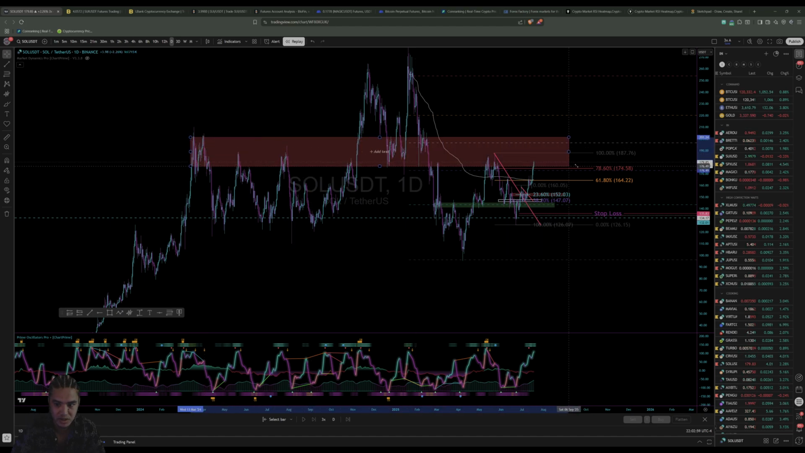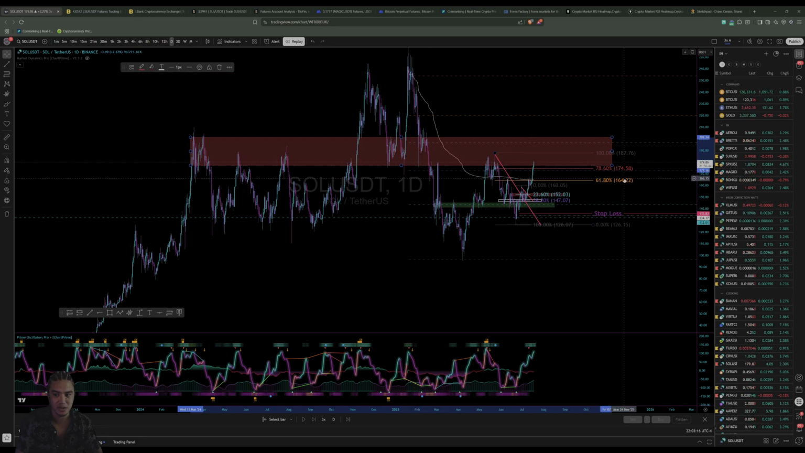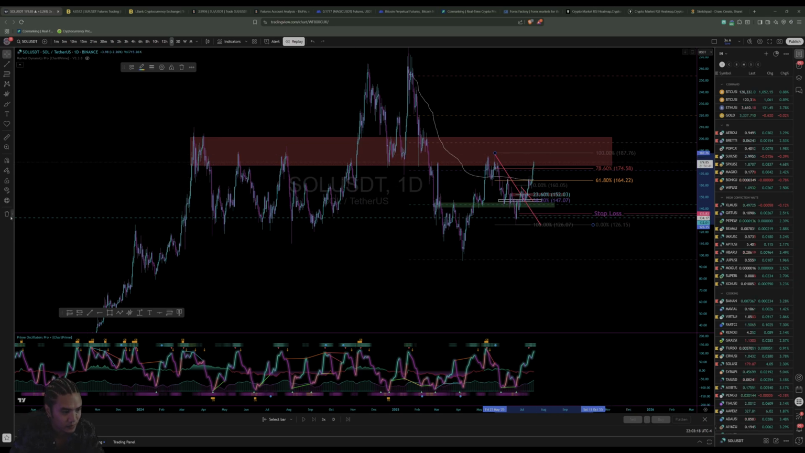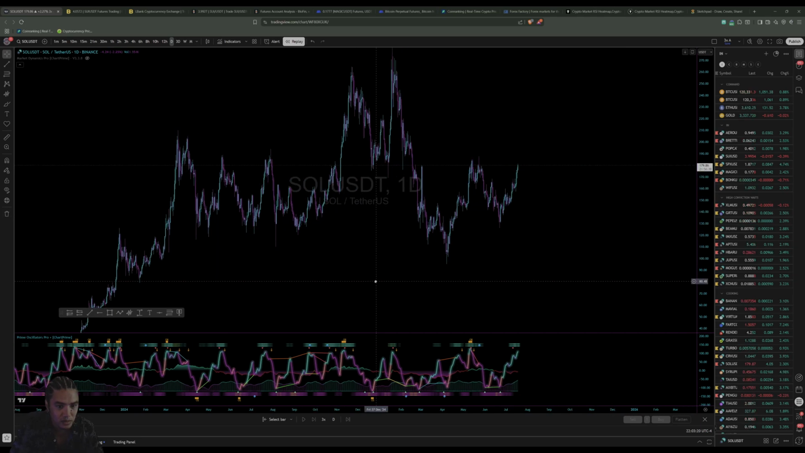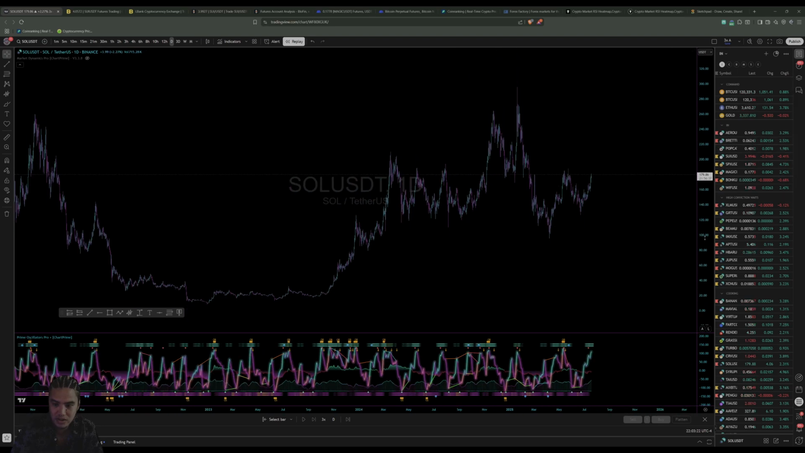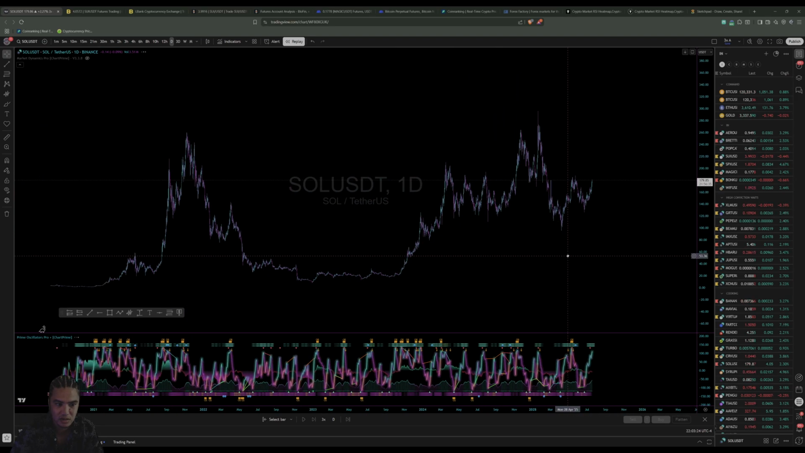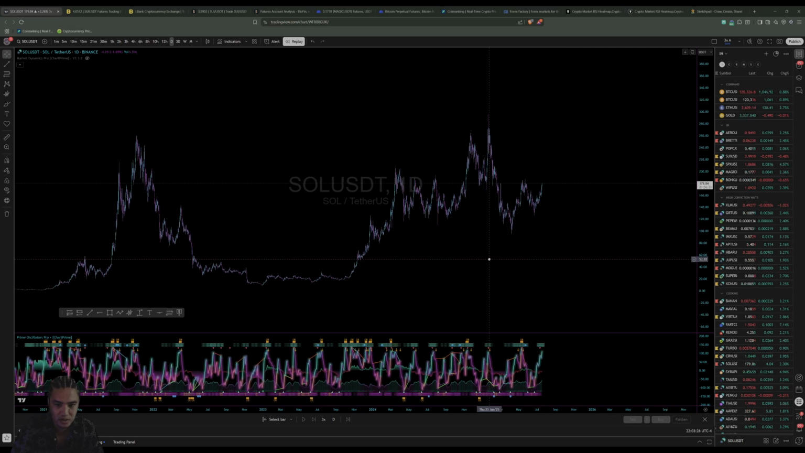This is a big resistance zone. It can blow through it, but the chances are, if it's been respected this many times on the daily, you can bet it's going to reject the first time. High conviction. Okay? So let's see if that is major resistance there.